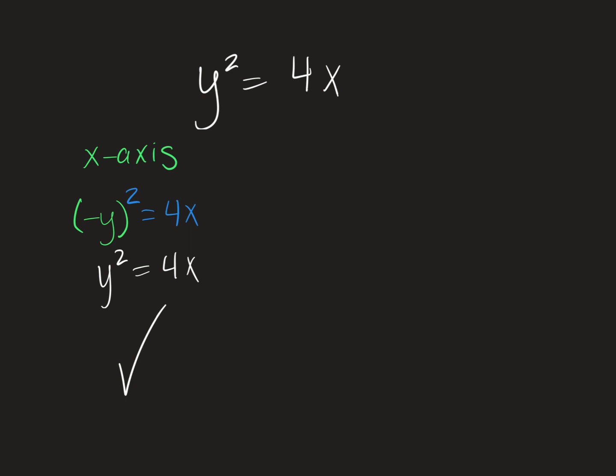Wait, why does it go back to positive? Because anything that's negative and squared is the same as the positive of it squared. Oh, so if it's squared, then it's just the same. Right, it's going to be the same every time. If it's negative and squared, yes, because negative times a negative is always a positive. But if we did the y-axis, all right, we're getting there.